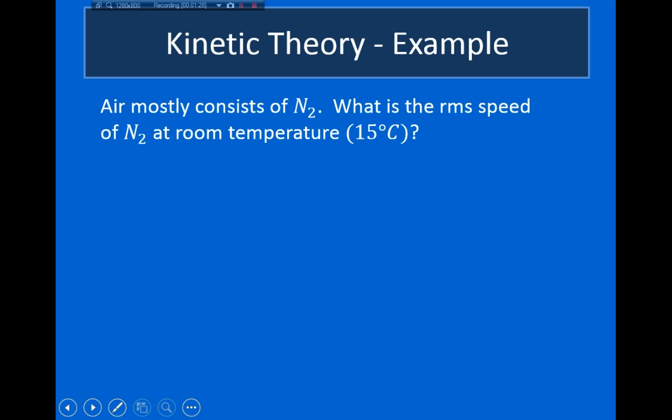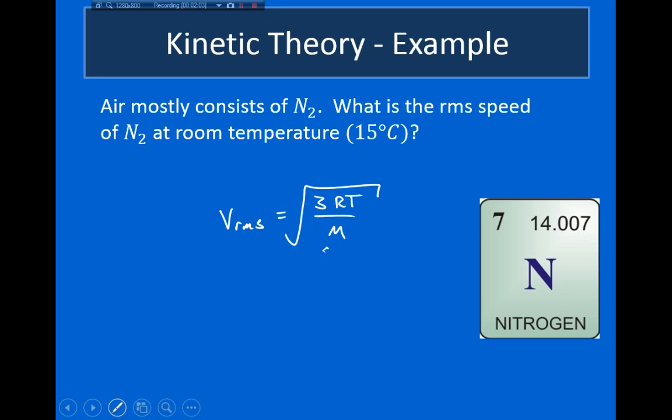So now let's go ahead and look at a simple example. This example says that air mostly consists of nitrogen gas. So this is N2. That means there are 2 atoms of nitrogen in the molecule. And the question asks us to determine the RMS speed of N2 at room temperature, which is 15 degrees Celsius. So remember that the RMS speed, v RMS, is equal to the square root of 3RT divided by the molar mass. So the first thing we'll need to do is look up the molar mass in a periodic table.